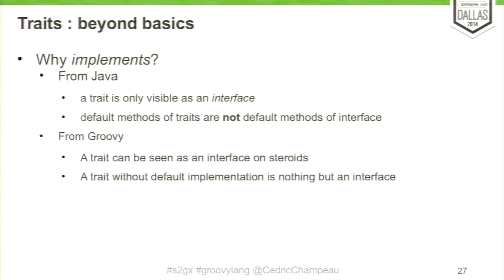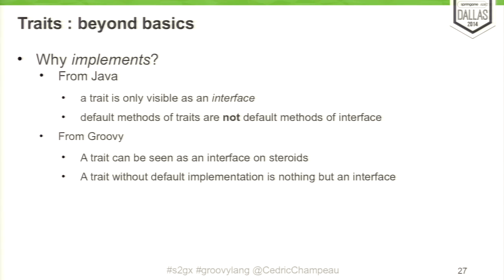From Java, it's also directly visible as an interface. So if you compile a trait and look at the bytecode, or just import the library using traits in Java and look at what Java will tell you the trait is, it will tell you it's an interface. Only it won't have the default implementations. You don't know where they are, but they're hidden somewhere.